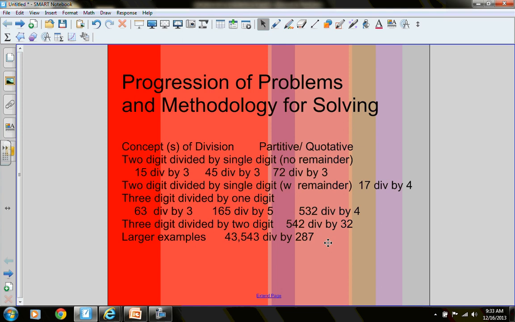And same thing, some teacher is always going to ask, like this bottom example, 43,543 divided by 287. They want to know, well, how are kids ever able to solve something like that using our technique? And as a person who teaches partial quotients division, that is where it gets a little more interesting on the example.